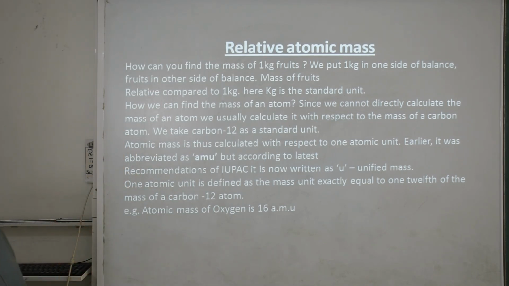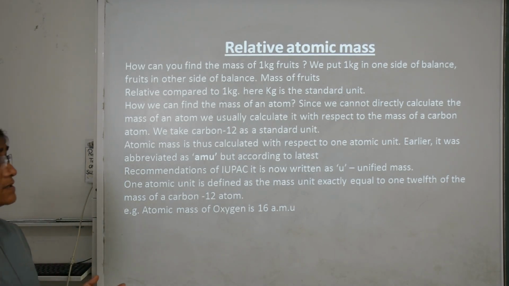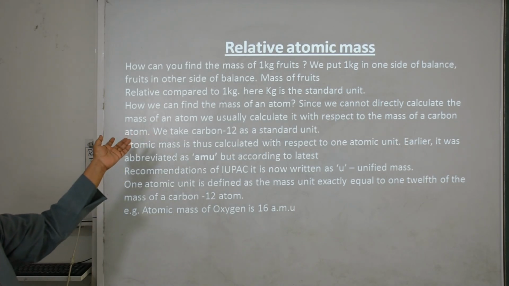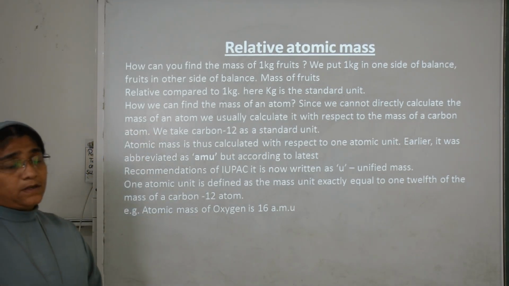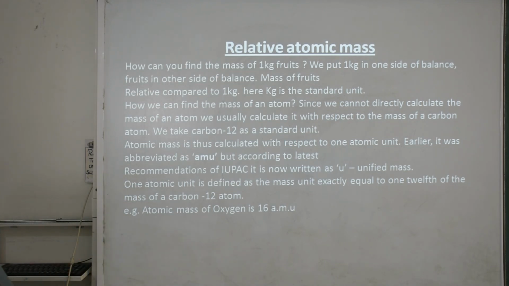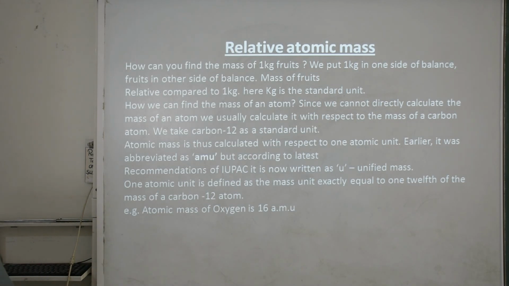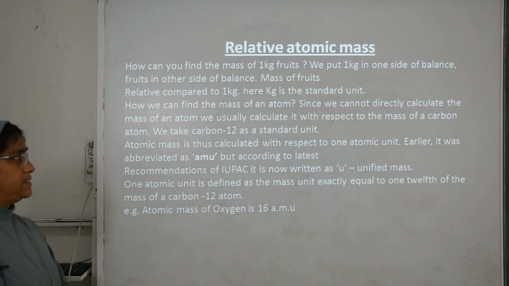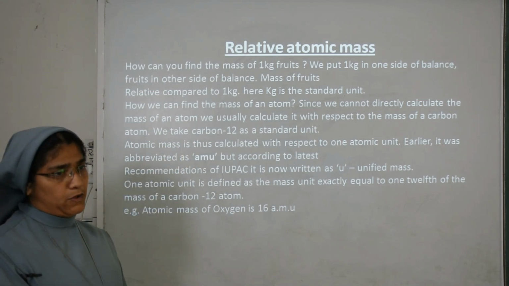So how can we find the mass of an atom? We cannot use this balance, because the atom's size is very small. What will we use to find the mass of the atom? Since we cannot directly calculate the mass of an atom, we usually calculate it with respect to the mass of a carbon atom. So we are taking carbon 12 as a standard unit.